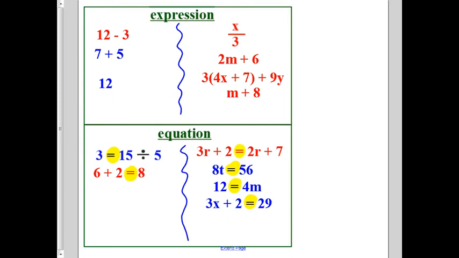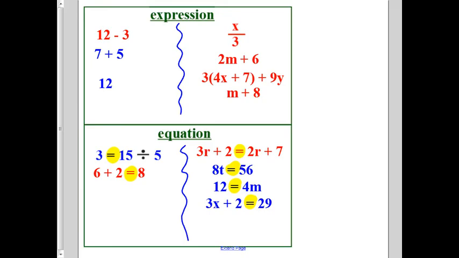Everything to the right-hand side of the lines, those are algebraic because they have, that's right, variables in them. So x over 3, 2m plus 6, 3 times the sum of 4x and 7 plus 9y, m plus 8. Those are all algebraic expressions. And then down in the bottom right-hand quadrant, we have algebraic equations because they are equations that have variables.